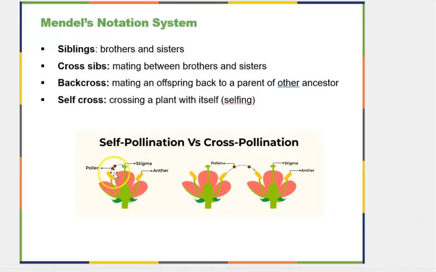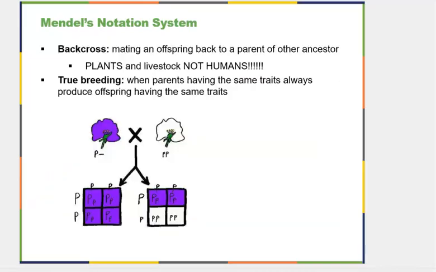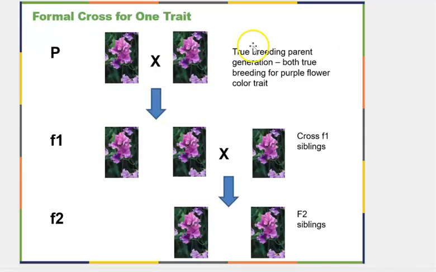So selfing, here's the pollen, right? And it will go on the stigma and it will cross with itself. This is great because this is how peas work, and this was how Mendel was able to figure out a lot about genetics. A backcross, again, is mating of an offspring back to a parent to determine what its lineage is. True breeding, when it says true breeding, the parents have the same traits always. So they're never going to be heterozygous if it says it's true breeding. Okay? So, again, parental generation, F1 generation, F2 siblings.